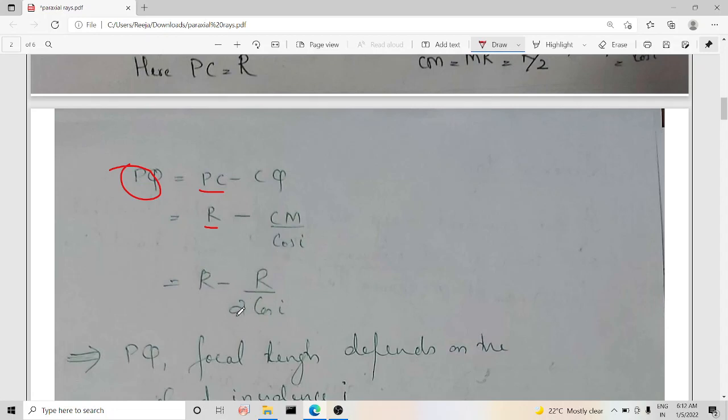So what does this imply? Focal length depends on R. For a particular case, for a given mirror, the radius of curvature is a constant, 2 is a constant. So what varies? Focal length depends on the incident angle. So the incident angle decides the focal length.